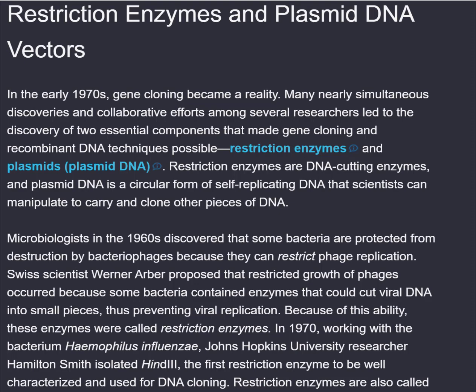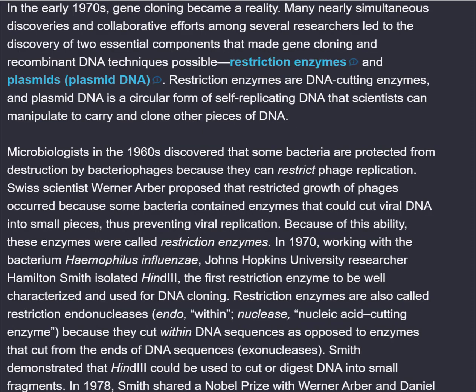Restriction enzymes and plasmid DNA vectors. In the early 1970s, gene cloning became a reality. Many nearly simultaneous discoveries and collaborative efforts among several researchers led to the discovery of two essential components that made gene cloning and recombinant DNA techniques possible: restriction enzymes and plasmids. Restriction enzymes are DNA cutting enzymes, and plasmid DNA is a circular form of self-replicating DNA that scientists can manipulate to carry and clone other pieces of DNA.